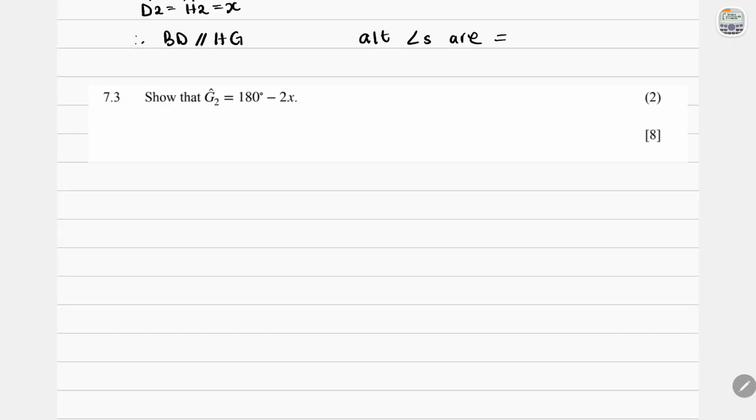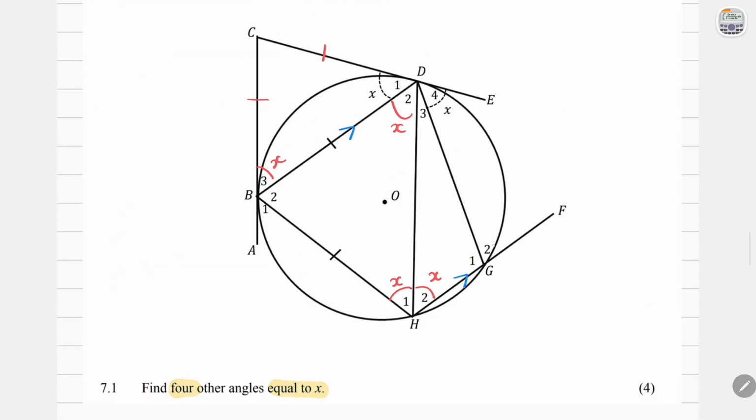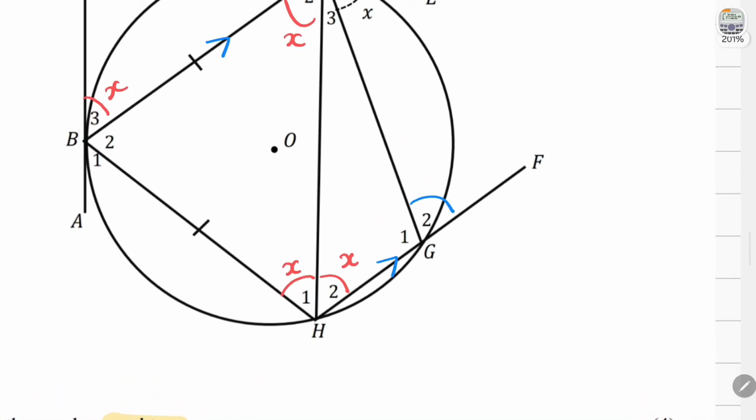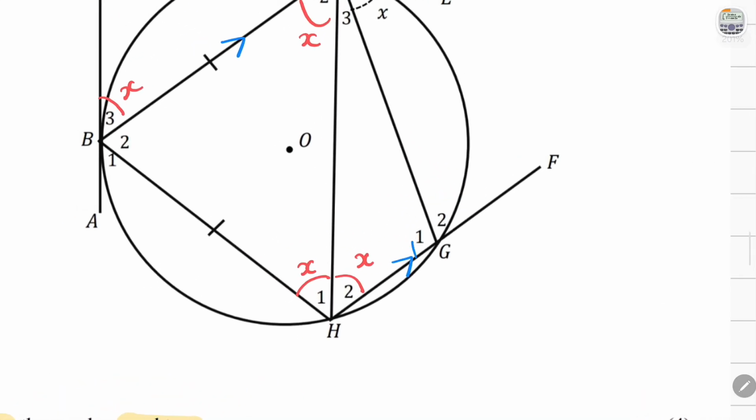Question 7.3 says, show that angle G2 is equal to 180 degrees minus 2x. So this is angle G2. Why would this be equal to 180 degrees minus 2x? Well, they use 180 degrees, so clearly they are referring to this straight line. Angles on a straight line add up to 180 degrees. So it's probably that angle G1 is equal to 2x. Then to find G2, 180 degrees minus 2x would give you angle G2.